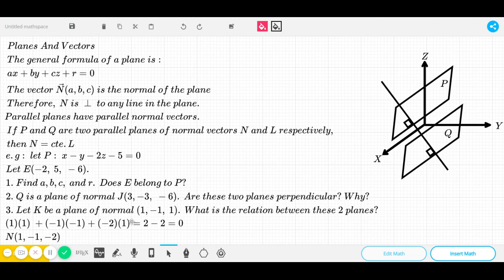We multiply the coordinates of the vectors and we add them. So it's 1 times 1 plus minus 1 times minus 1 plus minus 2 times 1, that would give us 2 minus 2 equal to 0. Therefore, these two normal vectors are perpendicular. Having two perpendicular normal vectors means that these two planes are also perpendicular.